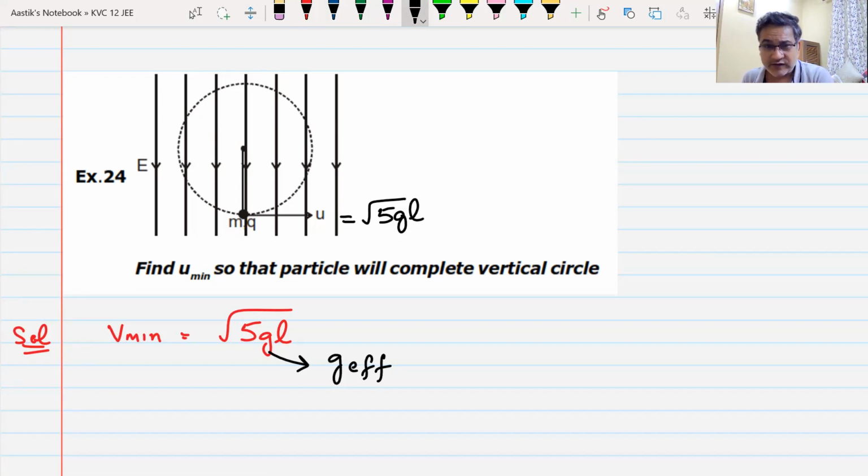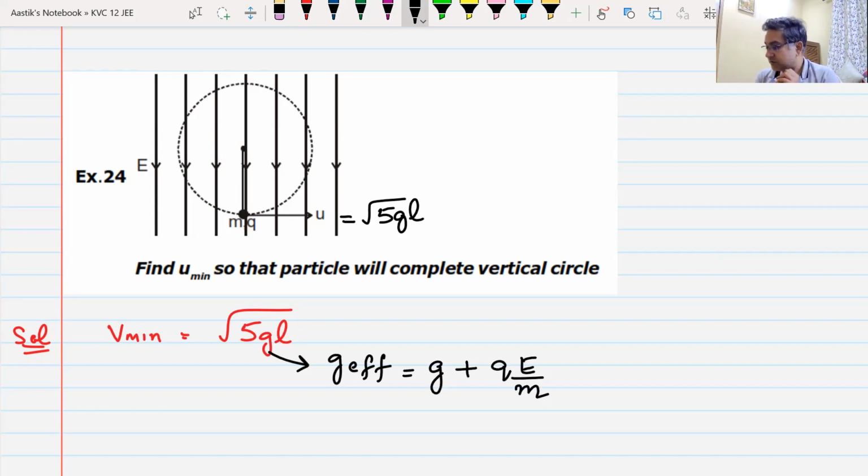And in this case, what is the value of G effective? To find out the value of effective G, G is already downwards. There is something also which has come downwards. What is that? Definitely not Bhagwan Ram. Or Love and Kush. Yes, sir. G effective will be G plus QE by M. Do we understand this? Yes, sir.